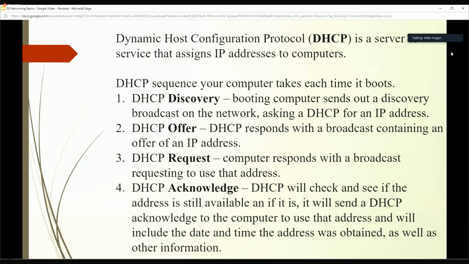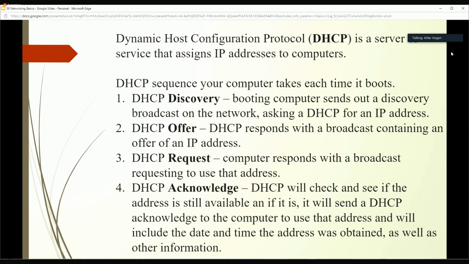And so this DHCP discovery, the booting computer sends out a discovery broadcast on the network. So it sends it out to just anybody who's listening, asking a DHCP server for an IP address. It's basically saying, hey, I'm looking for an IP address. I need an IP address.